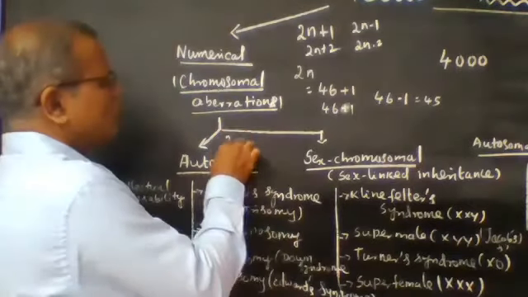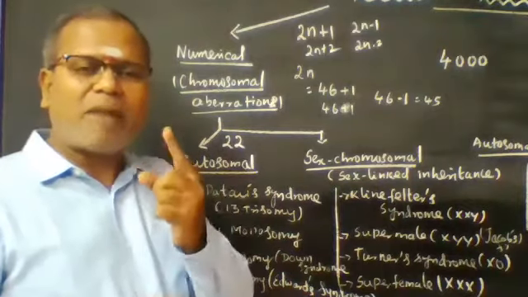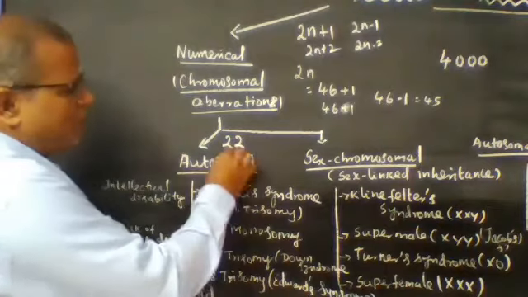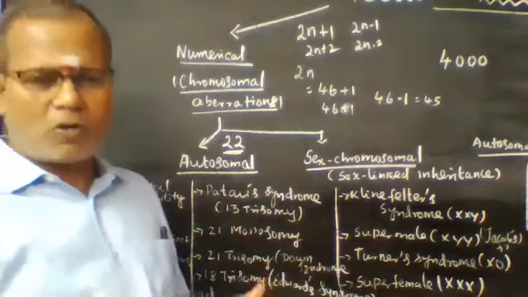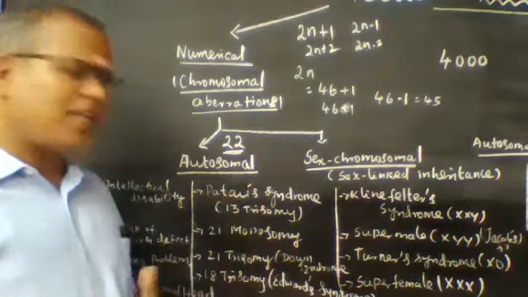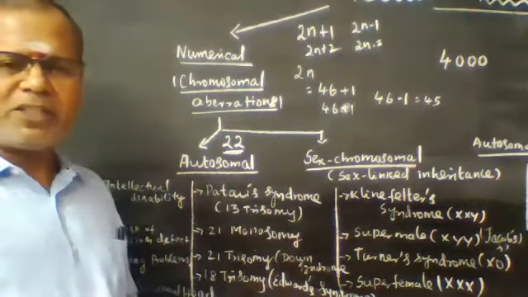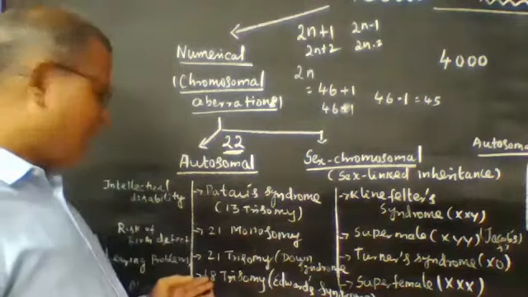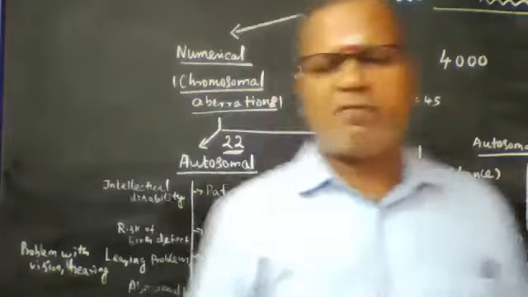We have 22 pairs of autosomes and 1 pair of sex chromosomes or allosomes. All these defects are problems in the autosomes. Patau syndrome, defect in the 13th pair. 21 monosomy, defect in the 21st pair. 21 trisomy, defect in the 21st pair. 18 trisomy, defect in the 18th pair, which has 3 chromosomes instead of 2.